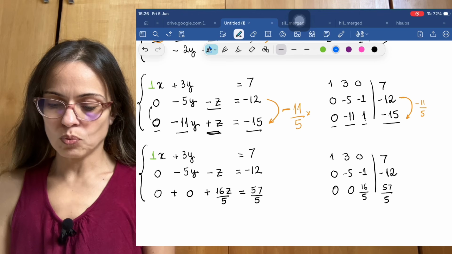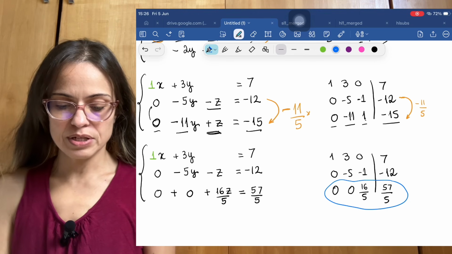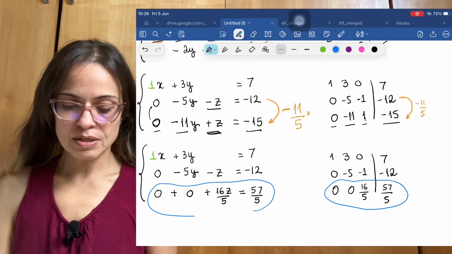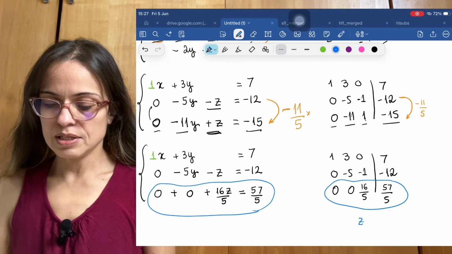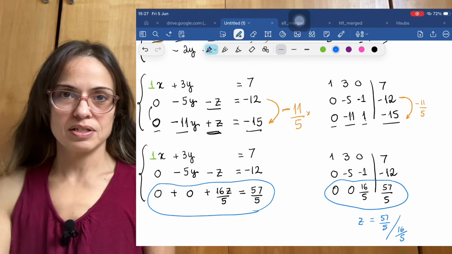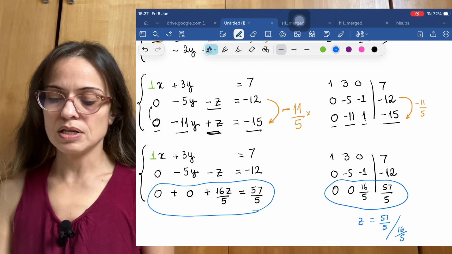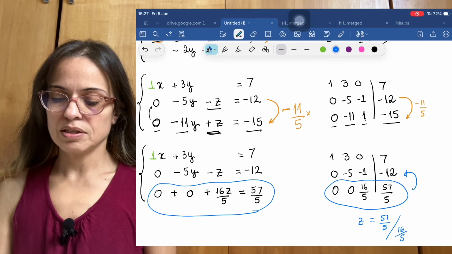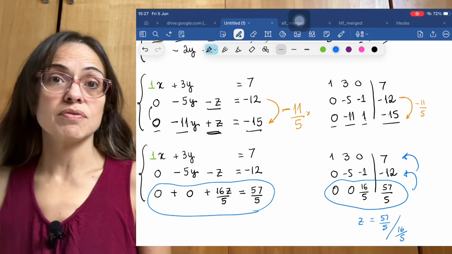Then you're going to go through that backwards process again. You know that what this line here reads is exactly this. So you're going to do z is equal to 57 over 5 divided by 16 over 5, which is exactly what we did before. Find the number of z, plug it into the previous line, and then both of them into the first line to find the value of x.